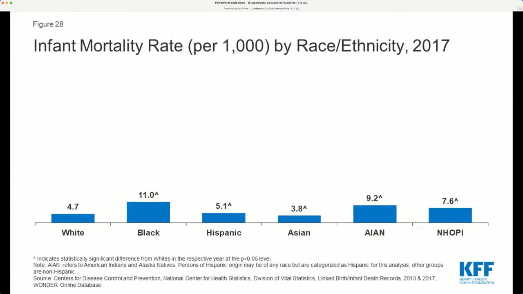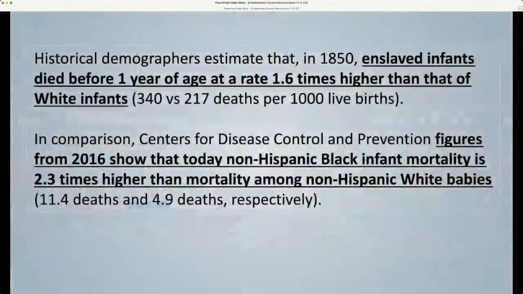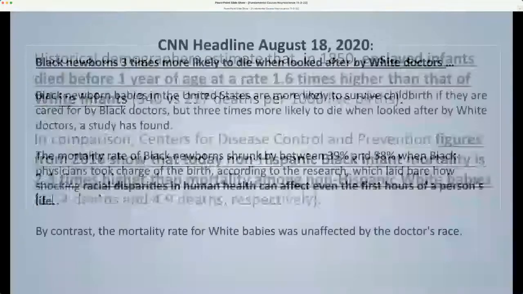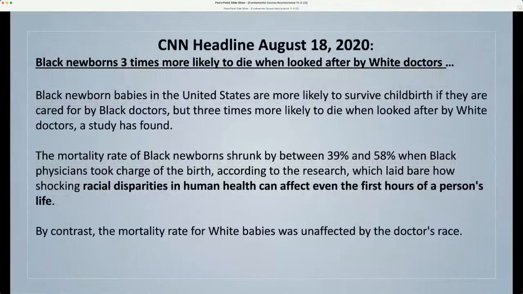So this data indicates infant mortality rates for African American infants are greater today than they were in the antebellum slavery era. So here's an explanation as to what's going on.